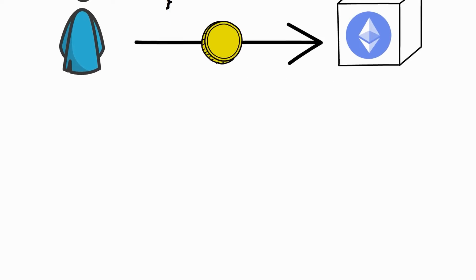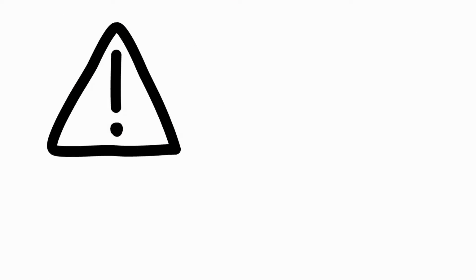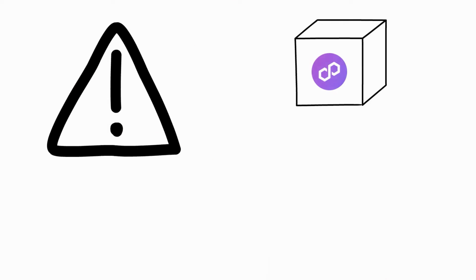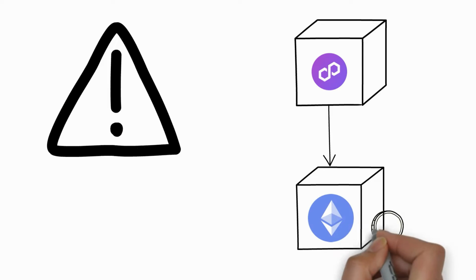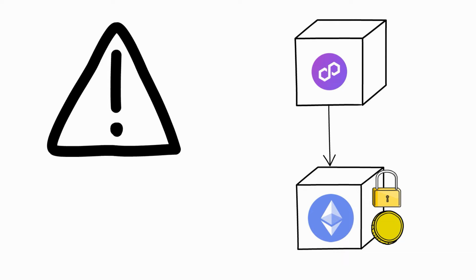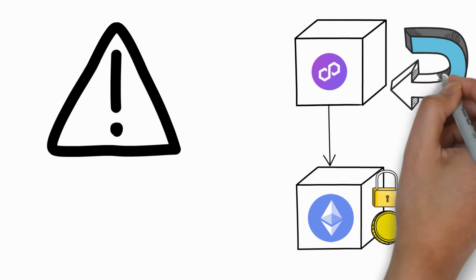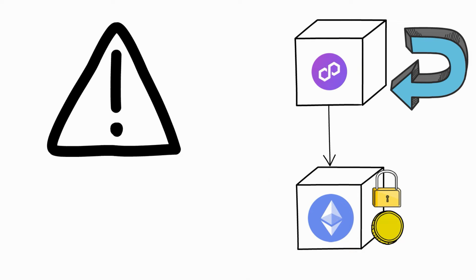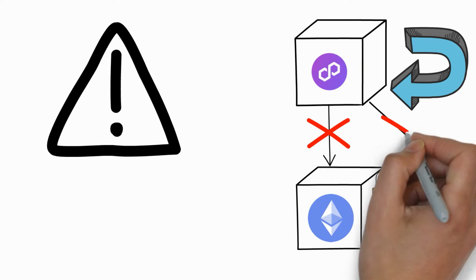But wait a second, there is an even bigger problem. How can the second blockchain make sure that the tokens were actually locked in the first blockchain? Remember, a blockchain can only know what's happening inside its own ecosystem. It doesn't have access to the outside world.